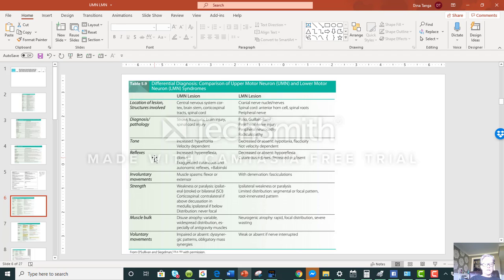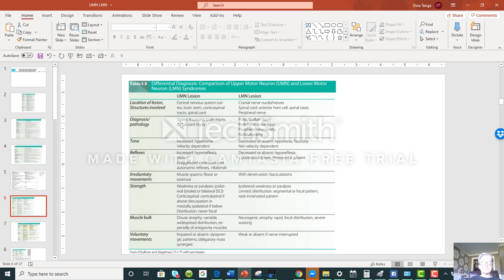Reflexes. Increased: hyperreflexia, clonus, exaggerated cutaneous and autonomic reflexes, a positive Babinski. On the lower motor neuron lesion, you're going to have decreased or absent reflexes, hyporeflexia. The cutaneous reflexes are going to be decreased or absent. Involuntary movements.